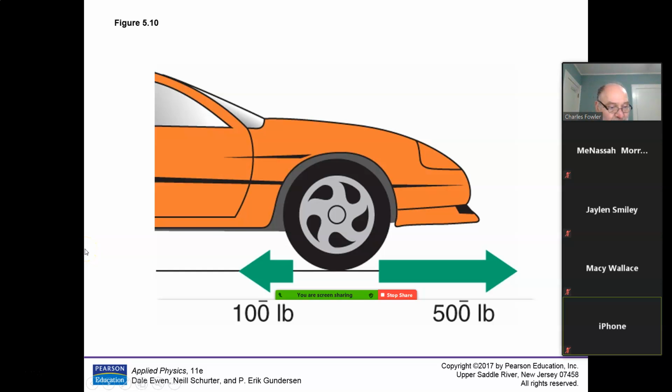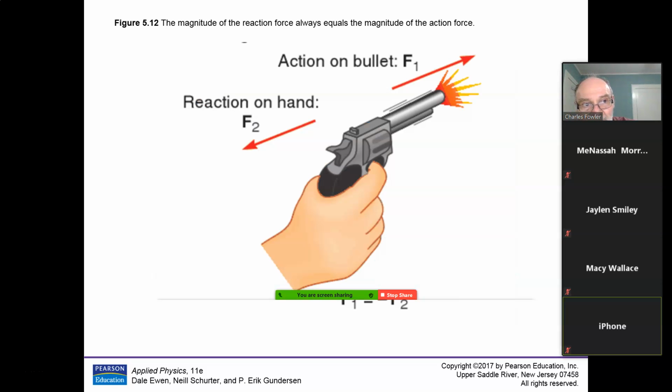Those are equal and opposite, always in opposite direction. Now here's another example of the third law. I don't like this example because I don't particularly like guns. I was a gunnery officer in the Navy, so I have had to fire them. I've had to be in charge of them. I still don't like them.